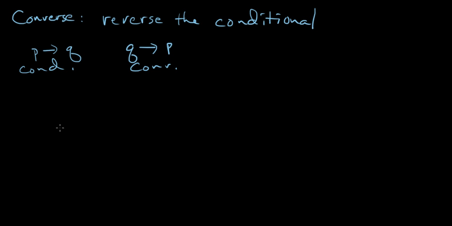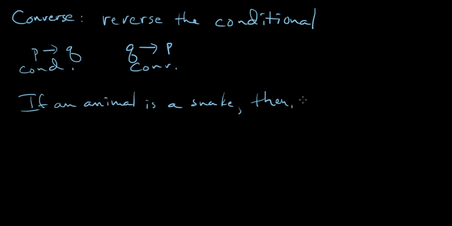Well, let's try one. Let's say if an animal is a snake, notice this is a hypothesis, this is the P, then the animal is a reptile. Sorry about that, I ran out of room. So if an animal is a snake, then the animal is a reptile. Okay? That's the conditional.